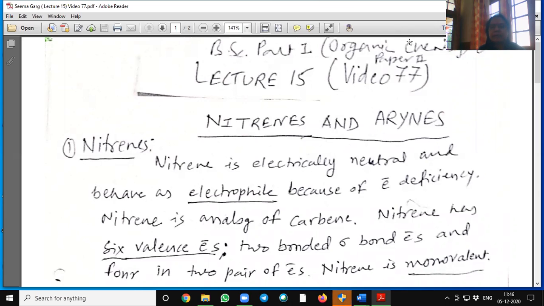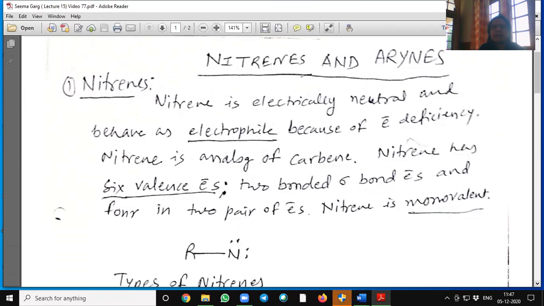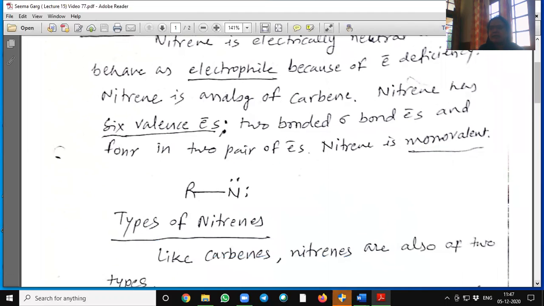Nitrenes. Nitrene is electrically neutral and behaves as an electrophile because of electron deficiency. Nitrene is an analog of carbene. Nitrene has 6 valence electrons: 2 bonded sigma bond electrons and 4 in 2 pairs of electrons. Nitrene is monovalent. See the structure of nitrene.